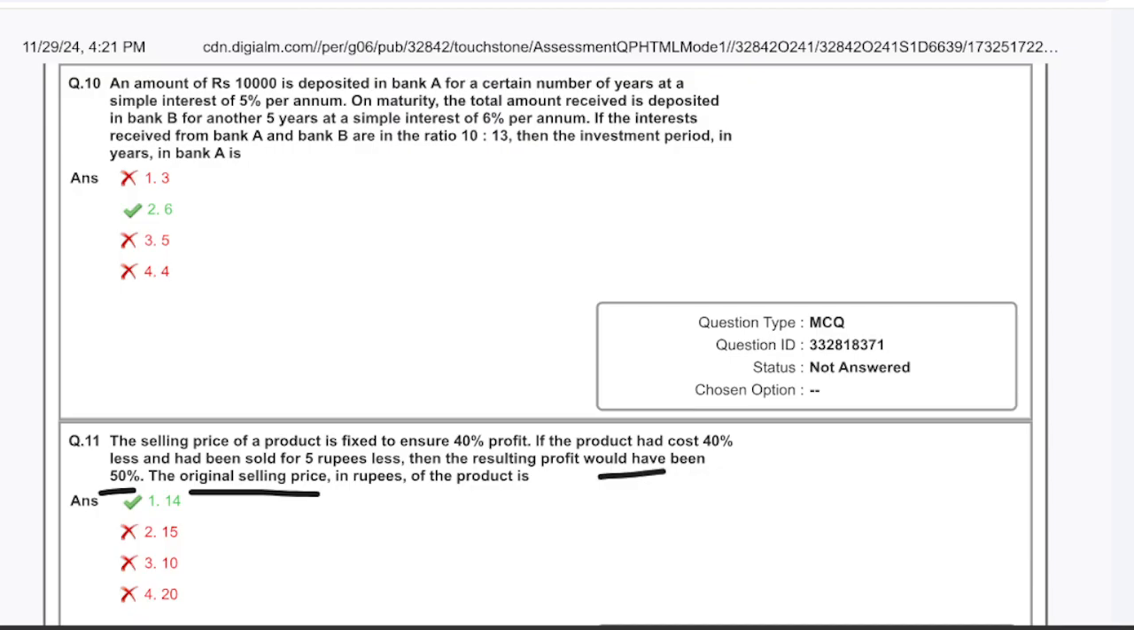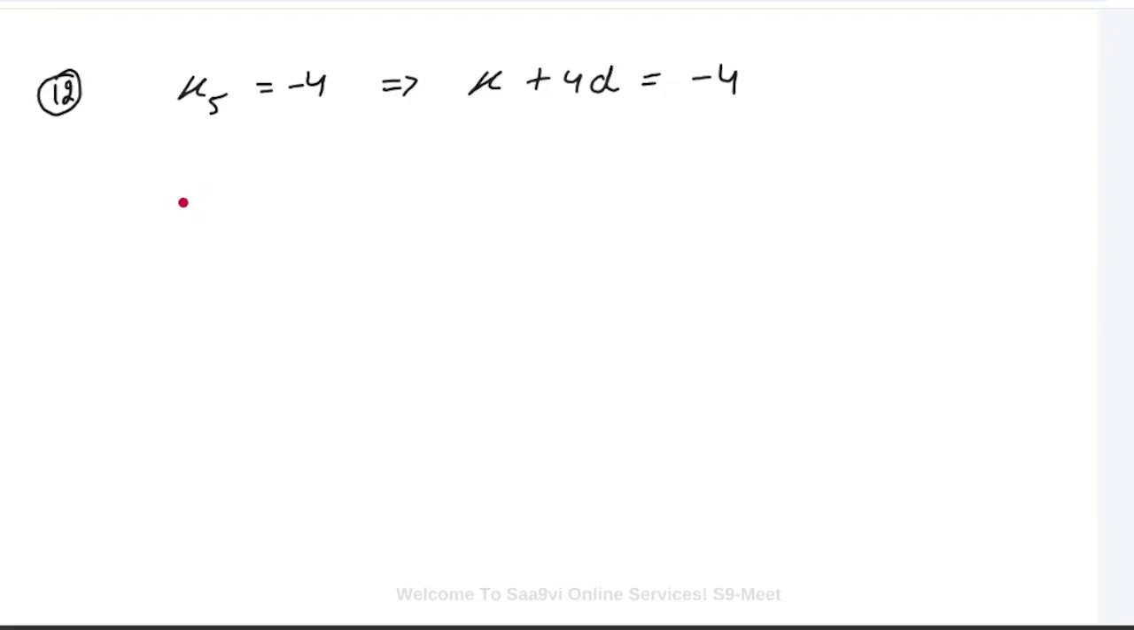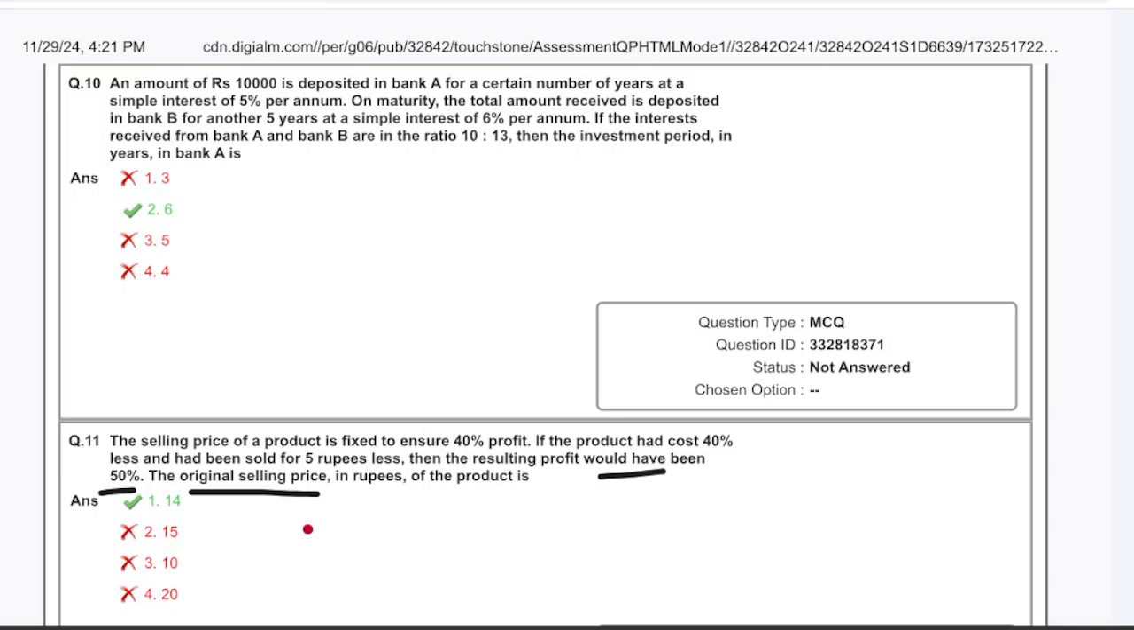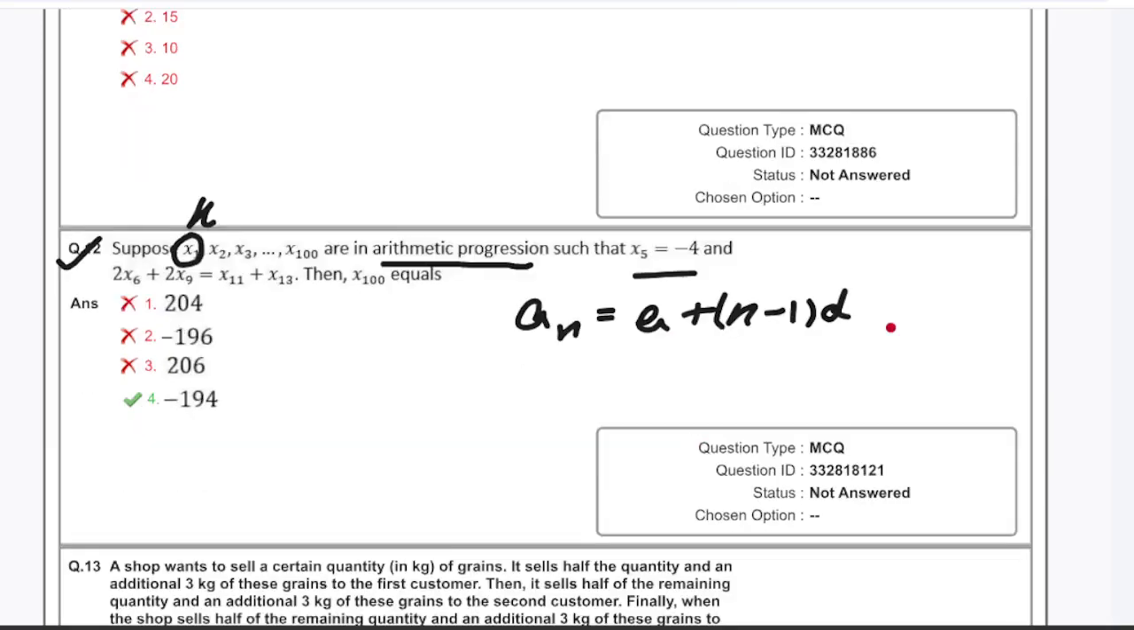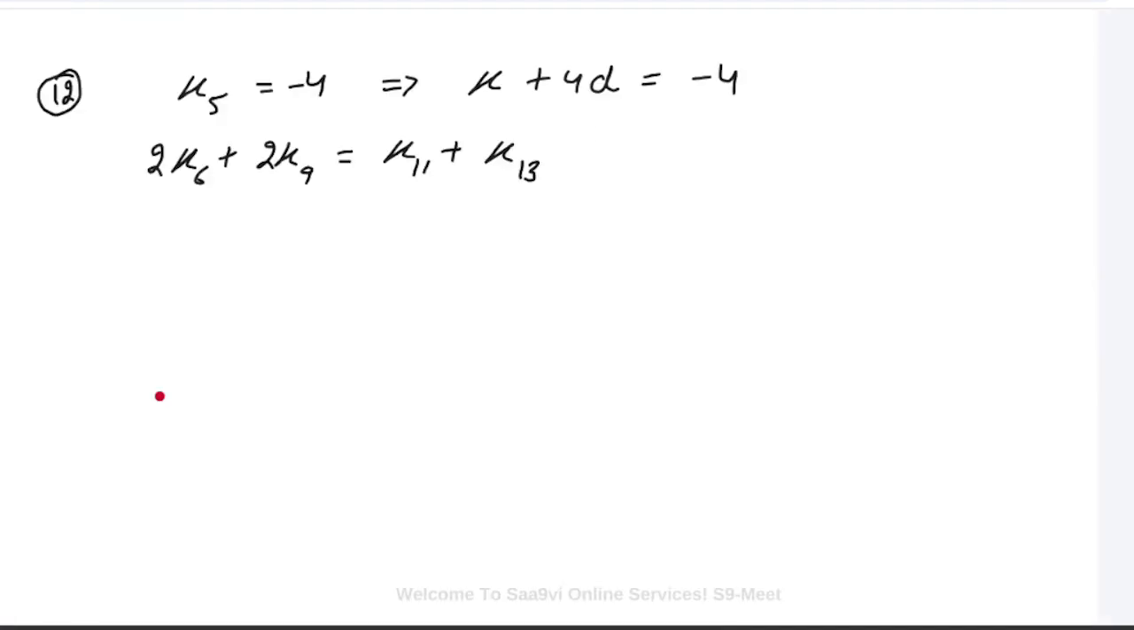We are assuming the first term, x1, to be x right now. And 2x6 plus 2x9, they said that is equal to x11 plus x13. That's what exactly it says. And we have to find out x100.